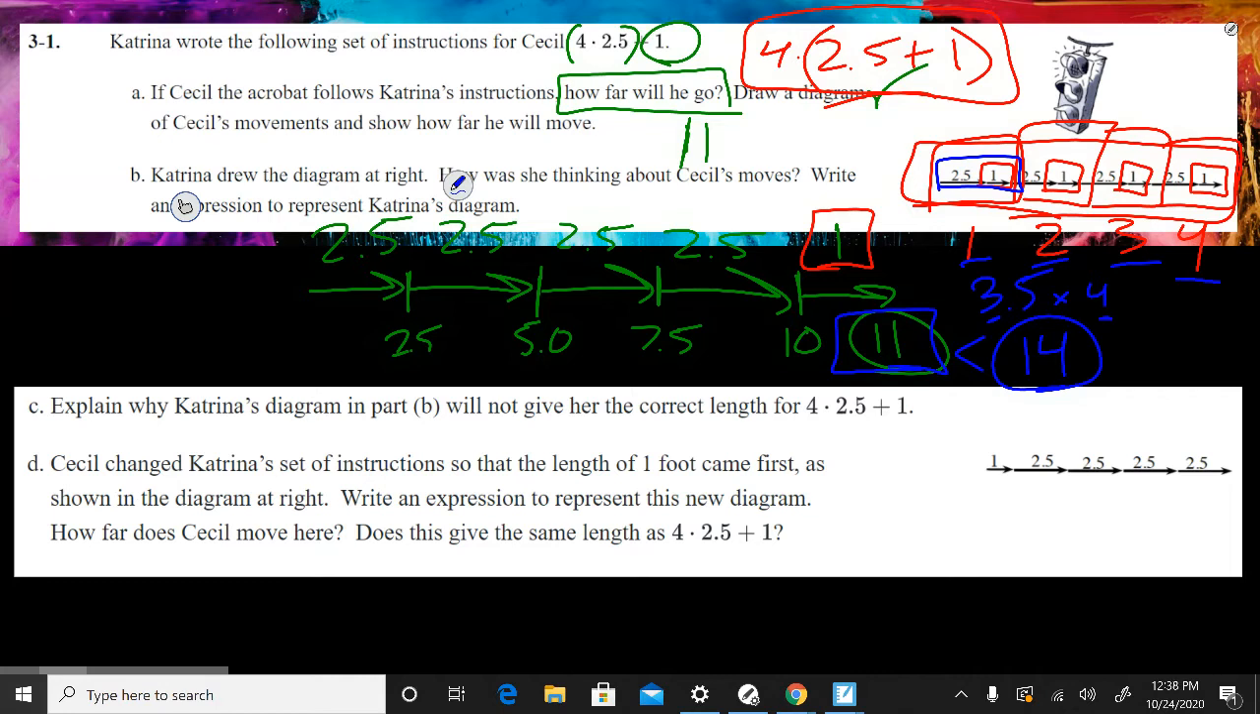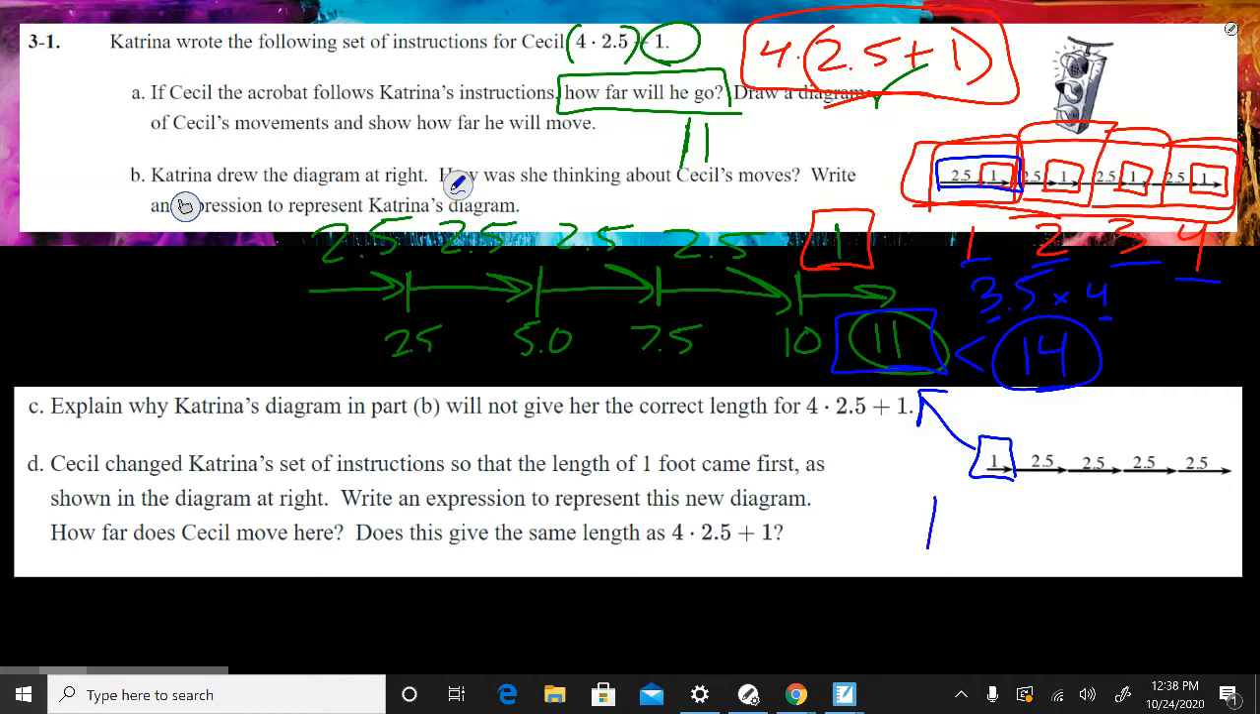Part D, Cecil changed Katrina's set of instructions so that the length of 1 foot came first, as shown in the diagram at the right. Okay, so very similar to our diagram that we see up here, except this 1 is now at the front. Write an expression to represent this new diagram, and then how far does Cecil move here? Does it give you the same length as 4 times 2.5 plus 1?